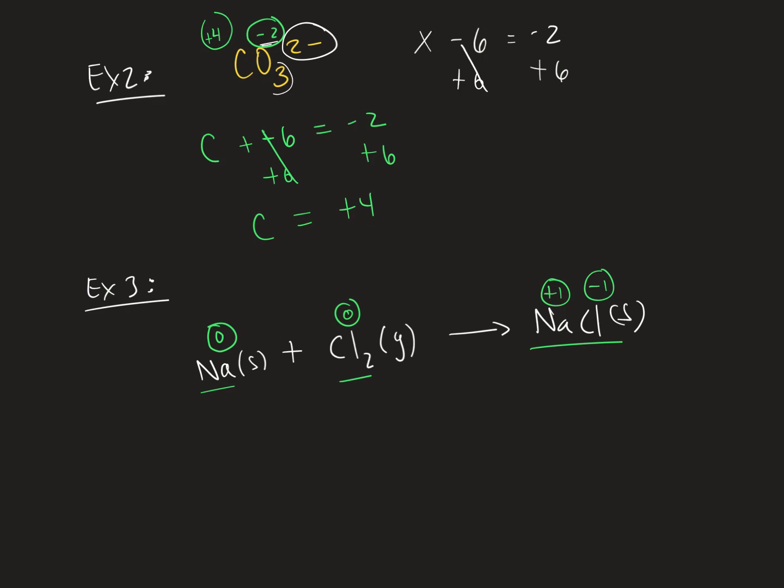Okay. Now, I like to ask, which one is reduced? Which one lowers in charge? Chlorine. Chlorine goes from 0 to -1. So that one is reduced. Or you can remember that reduction is a gain of electrons. If we gain electrons, it becomes negative, right? Either way works. Whatever clicks in your brain.